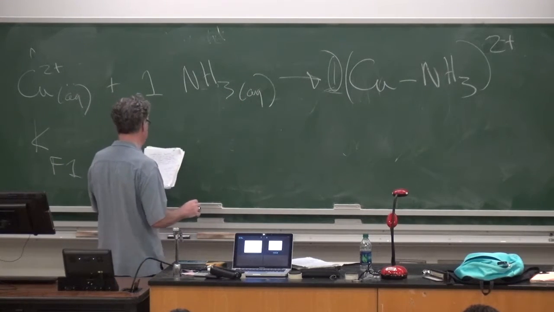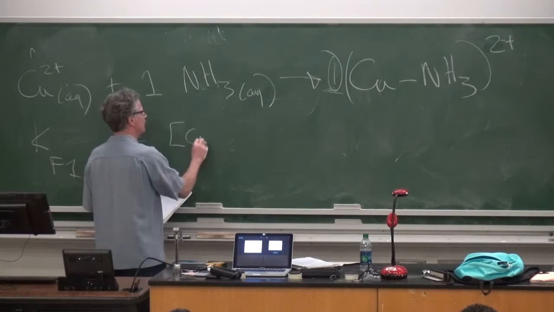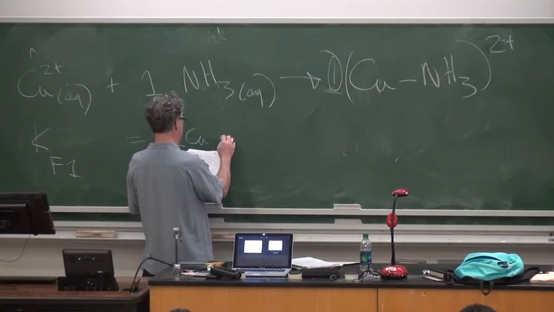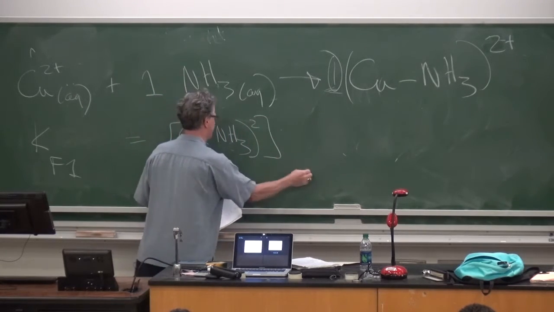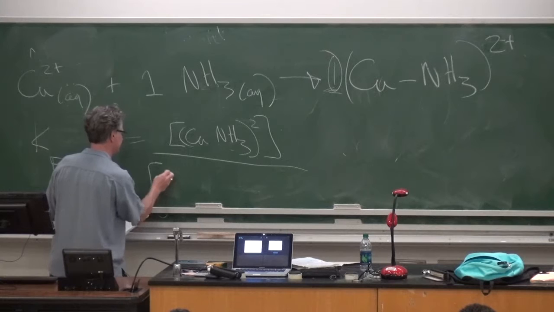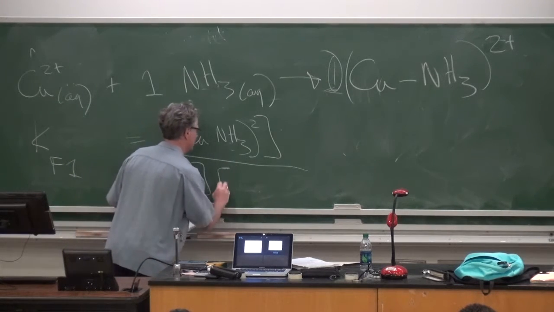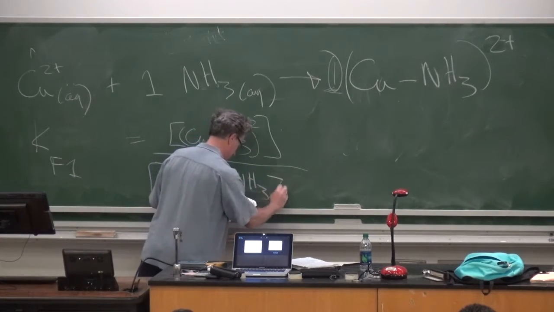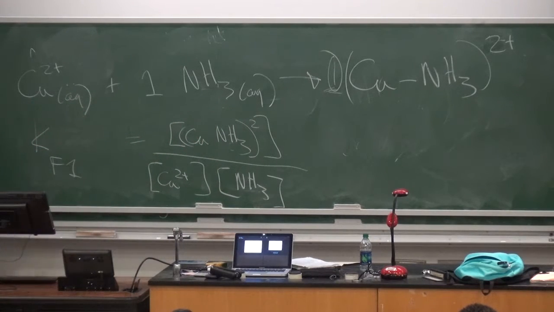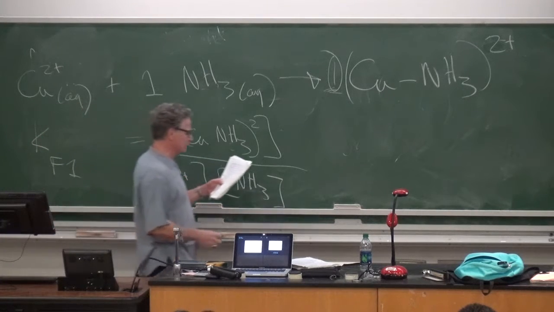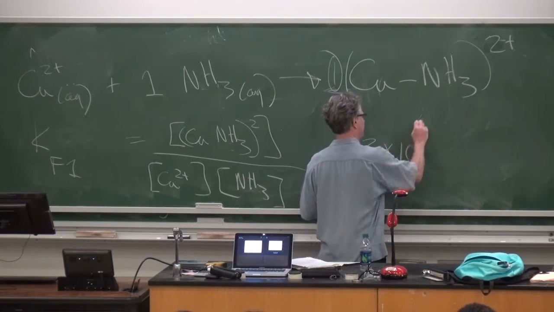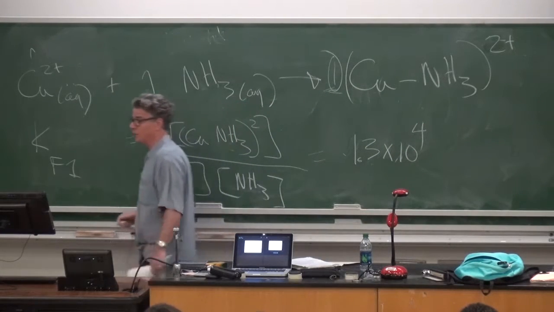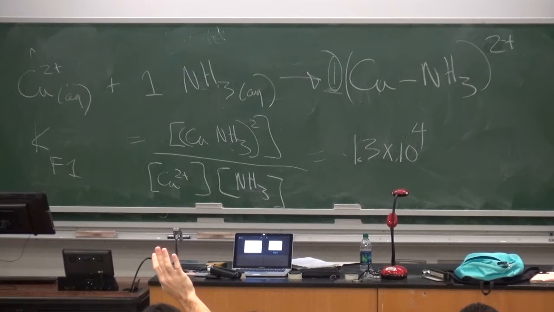And that would take the usual form: the equilibrium concentration of the monoamine complex over the equilibrium concentration of copper times the equilibrium concentration of ammonia. Nothing new here. That's how we describe that. If you look this up in a book, you'll see that's 1.3 times 10 to the 4. So now we're learning something important.